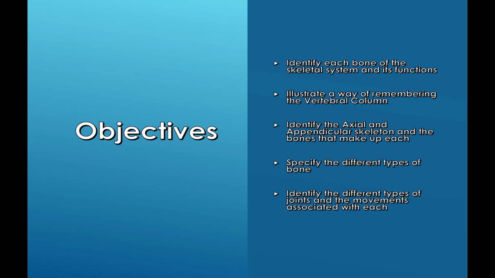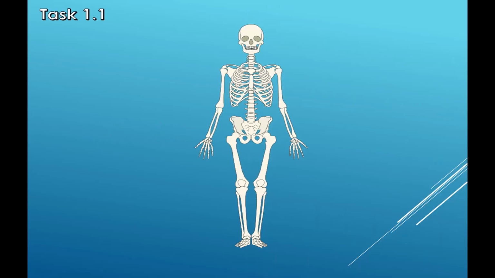Now, as I've already mentioned, this does cover Level 2 and Level 3 criteria, so it is worth re-watching this lecture when it comes to preparing for your Level 3 examination. The first objective relates to naming all of the bones in the human skeleton.